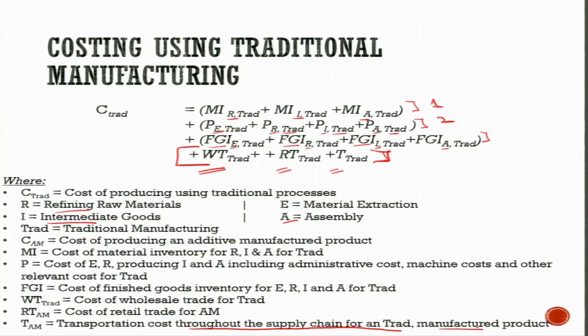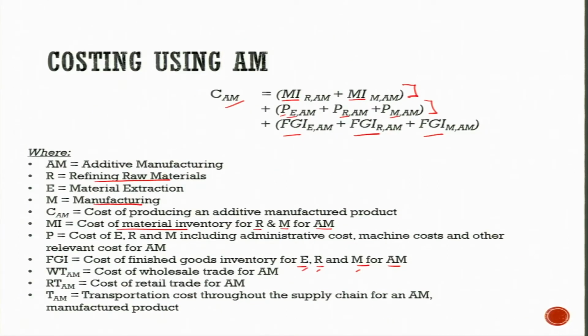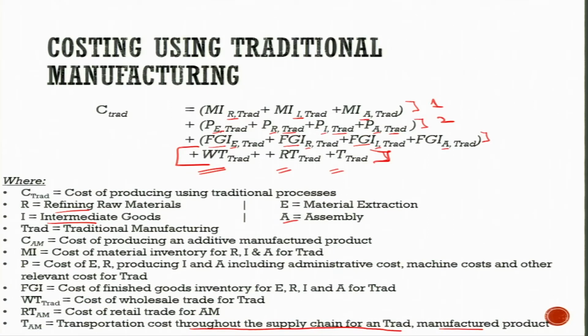Now, these two models give an understanding of the costing between additive manufacturing and traditional manufacturing. You can see in additive manufacturing, the wholesaling and retailing are all absent because we do not transport those things here, and the intermediate goods are also absent. Intermediate means in additive manufacturing we directly convert the raw material to the product. The raw material is the filament, it could be powder or any other form, and that converts it directly into the final good.